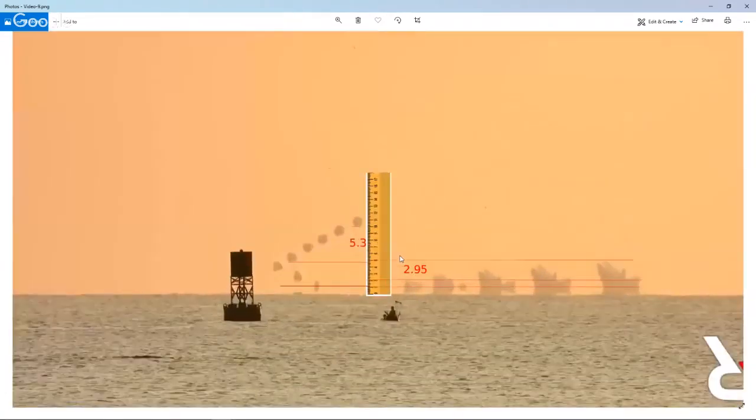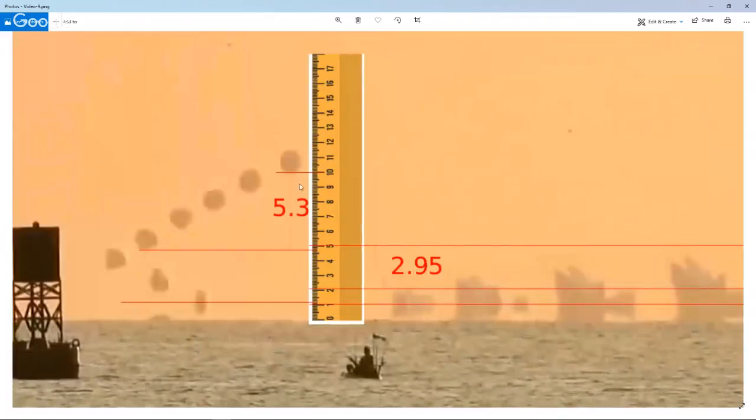So let's put them on so that you can see that. So 5.3 millimeters is the distance that these 4 frames have traveled on the object falling, and the splash has returned 2.95 over these 4 frames, right? So that's the splash going back up, much slower: much faster going down, much slower going back up.